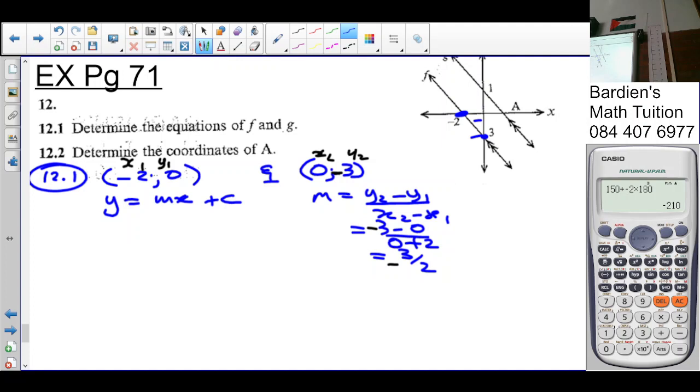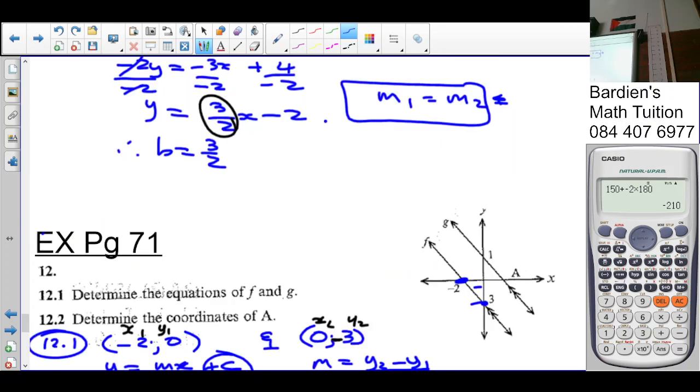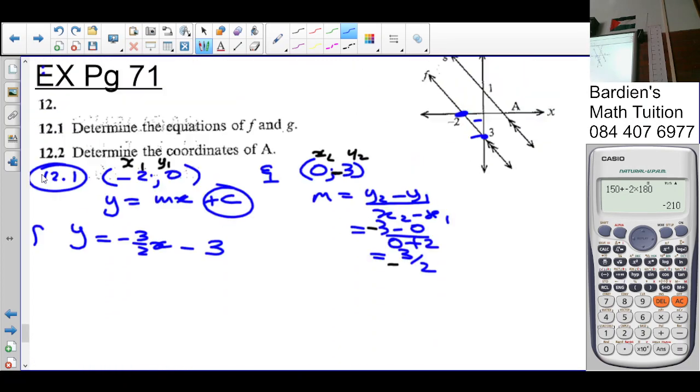So what's my equation reading now? y is equal to minus 3 over 2x. And what is c, people? c is normally your y-intercept. And what is your y-intercept here? Negative 3. So that's going to be negative. So this is the equation of f. Okay, that's the equation of f then.